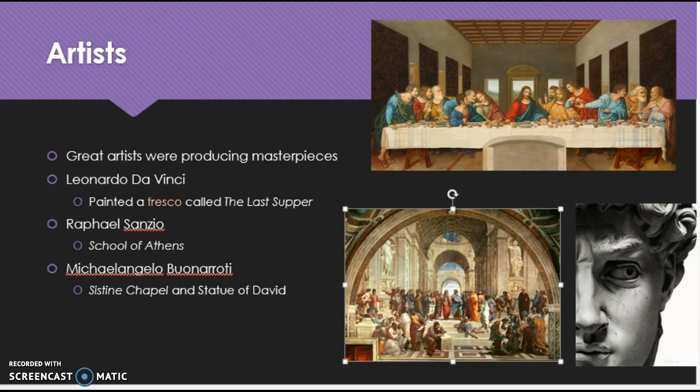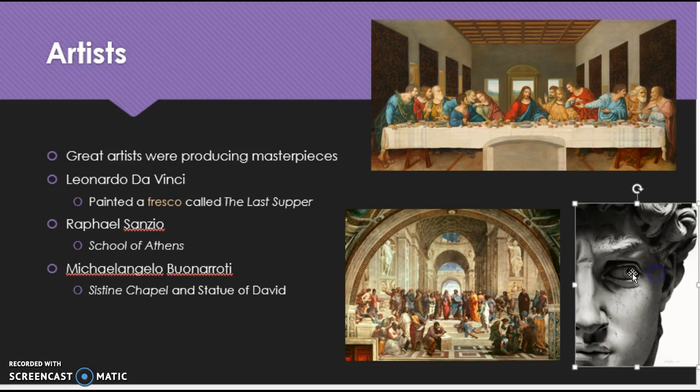Michelangelo's best-known sculpture is the 13-foot-tall statue, David. The sculptor made David seem calm yet ready for action. So if you recall the story in the Bible of David and Goliath, that's what the statue is.